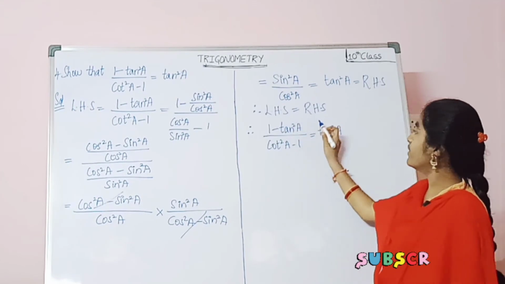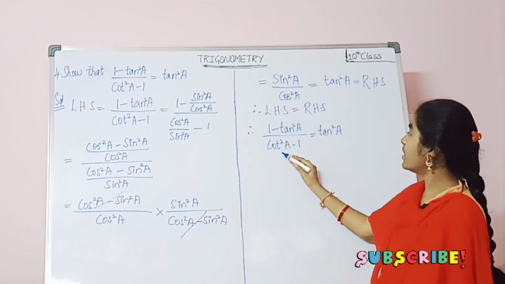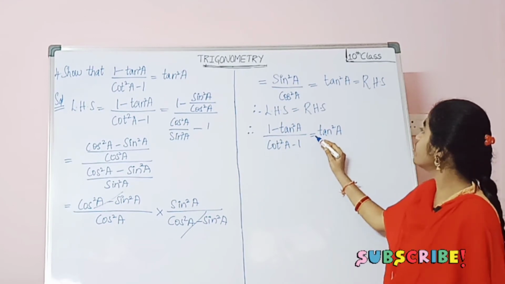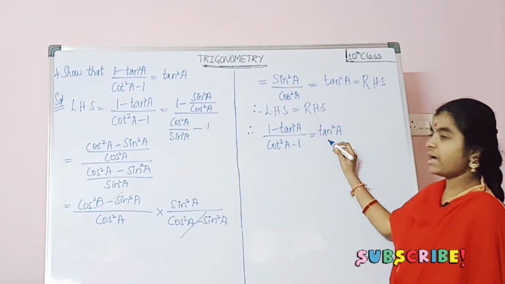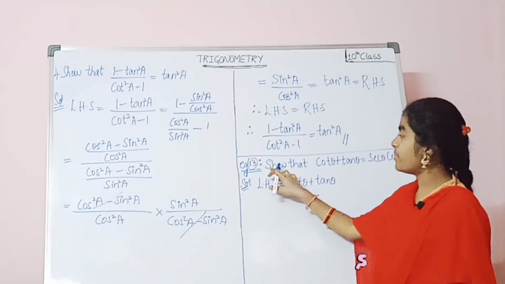Therefore LHS equals RHS. What is LHS here? 1 minus tan square a by cot square a minus 1 equals, what is RHS? Tan square a. This is the solution. So let us discuss example 13.